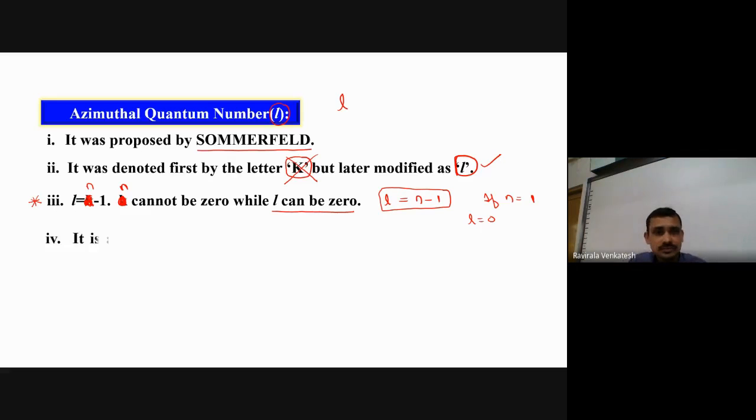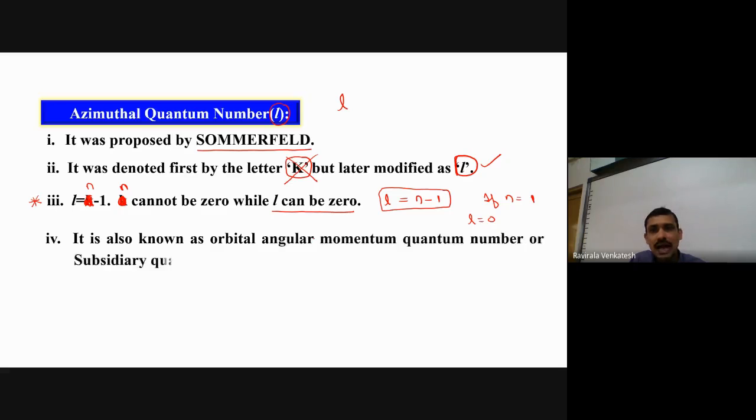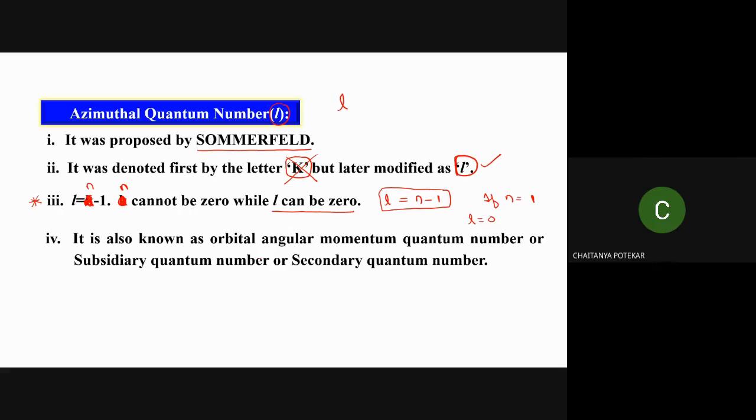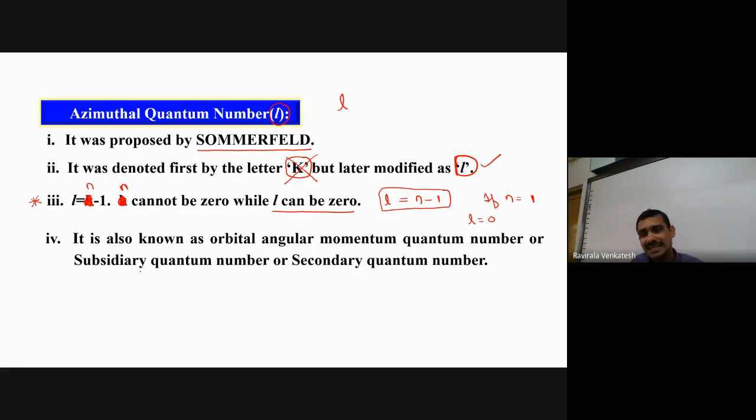Next, if you observe, it is also known as orbital angular momentum, or subsidiary quantum number, or secondary quantum number also. Generally, in most of the cases we use orbital angular momentum. Why? Because this azimuthal quantum number explains about the orbital, not the orbit. It explains about the orbital where the electron is actually present. Secondary quantum number and subsidiary quantum number, we generally don't pronounce in most of the cases. So we will say azimuthal or orbital angular momentum.